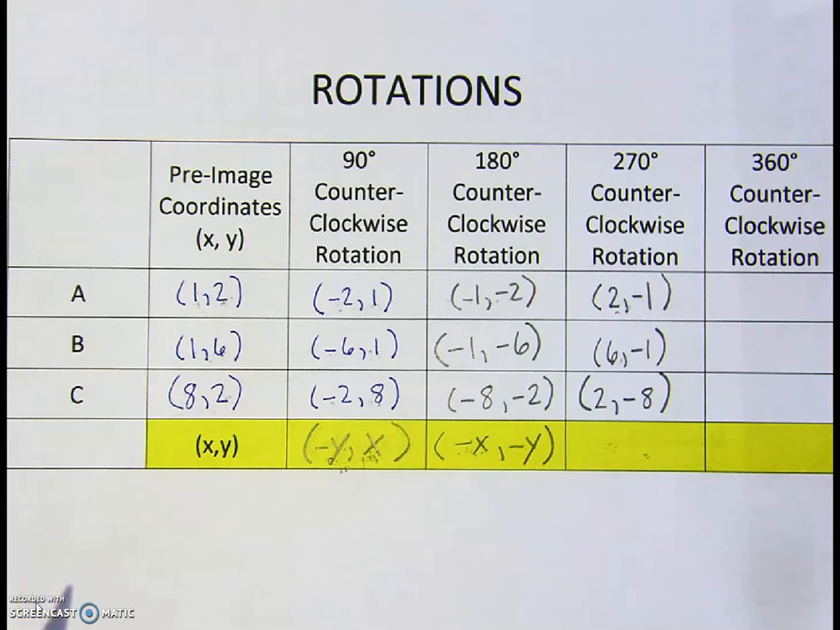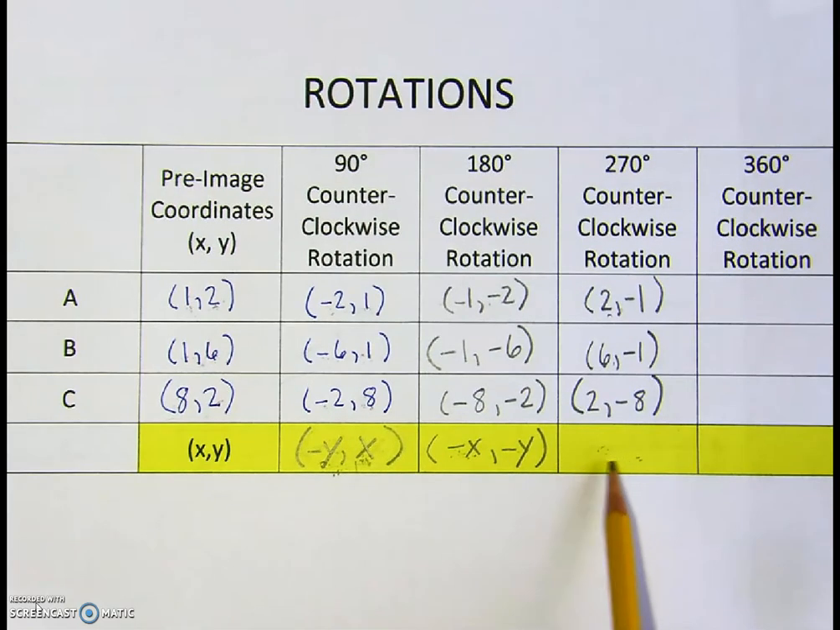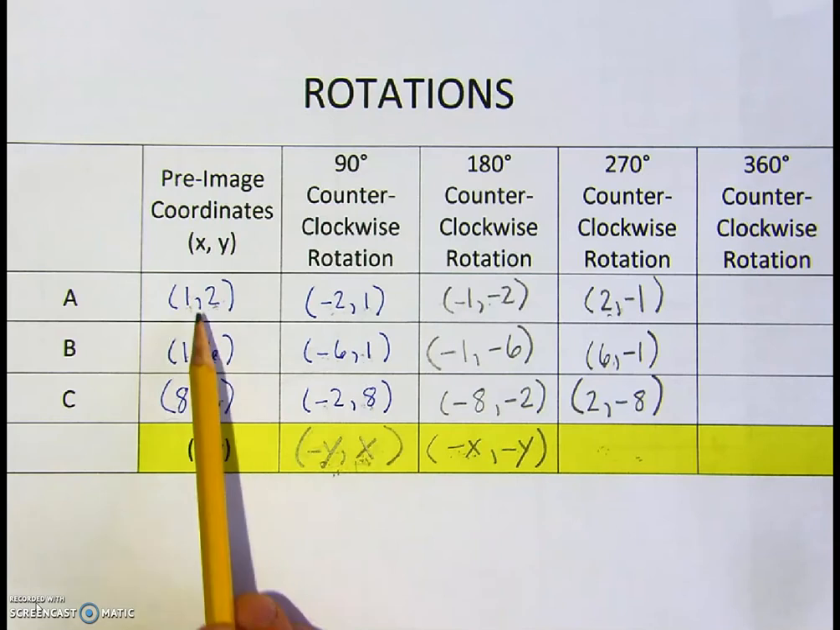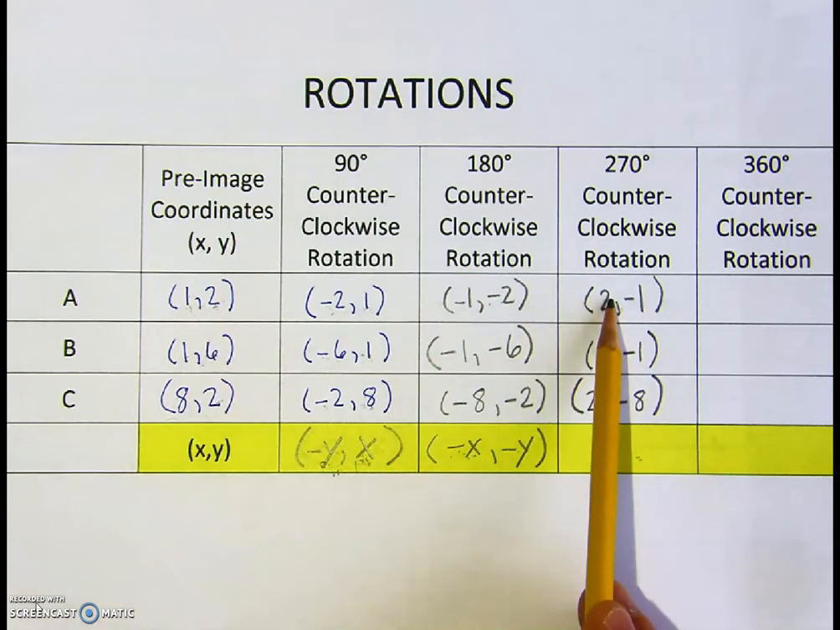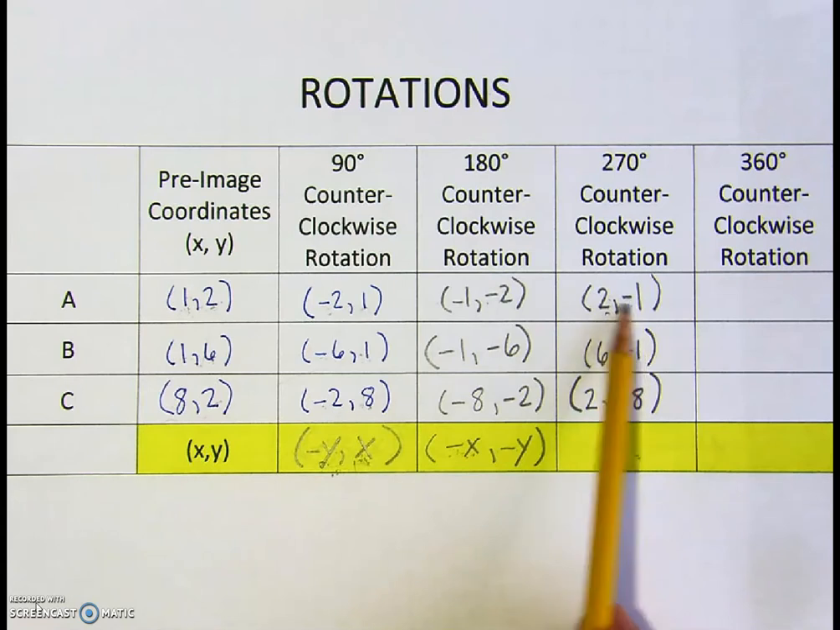Hey guys, let's finish up rotations and then we'll jump right into our new transformation called a reflection. So to get our rule right here, which is missing right now, we have to find a pattern between the pre-image and the 270-degree counterclockwise rotation. The pattern that I saw is that if you take the opposite of the x-coordinate and make it y, and you take your y-coordinate and you make it x, you get your new prime coordinate.